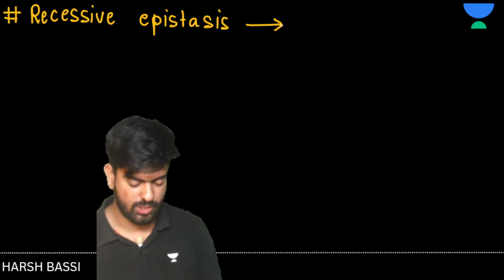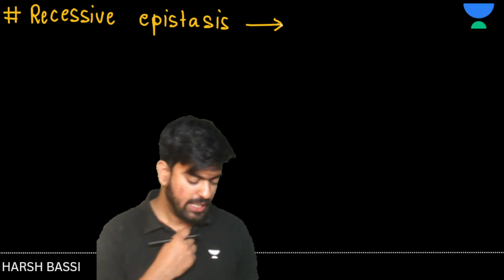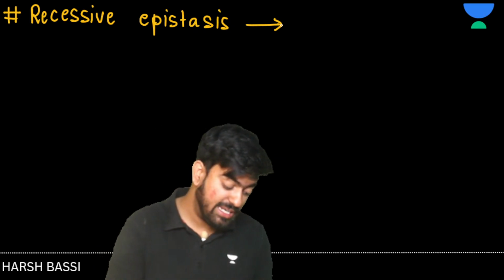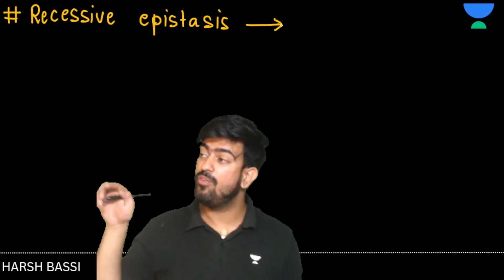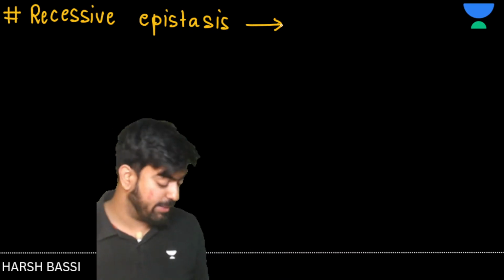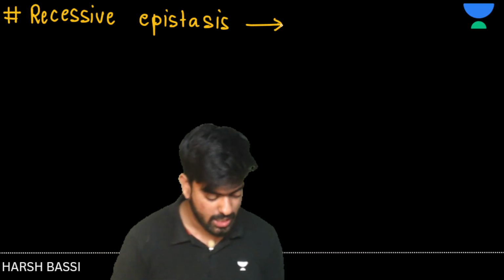Okay, great. So let's talk about recessive epistasis now. Recessive means what? The recessive allele is going to overcome or create disturbance in producing the phenotype of a dominant allele. Yes or no? Okay.